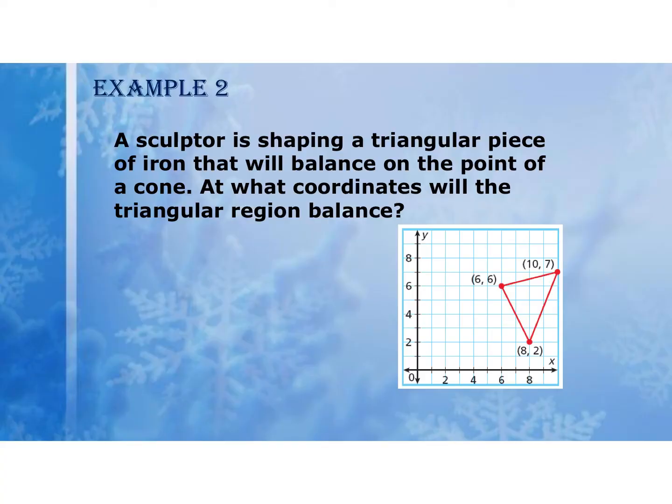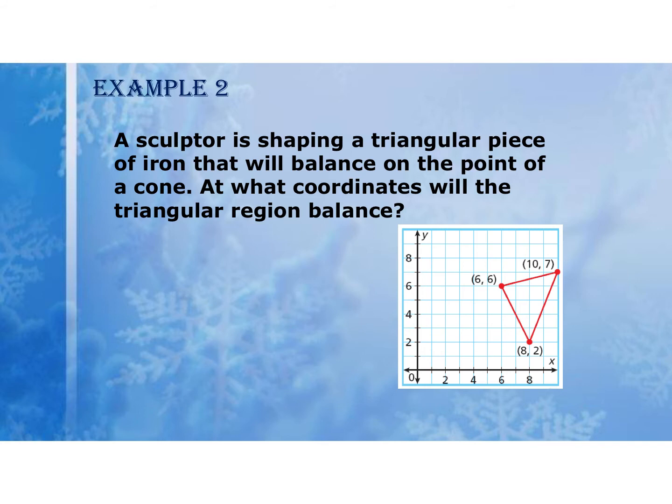Here's a real world example. It says a sculptor is shaping a triangular piece of iron that will balance on the point of a cone. At what coordinates will the triangular region balance? So what we're looking for is this center of gravity, or the centroid. Again, we're going to draw in all of our medians and find where they all intersect. Remember, the medians go from the vertex to the midpoint of the side across from that.